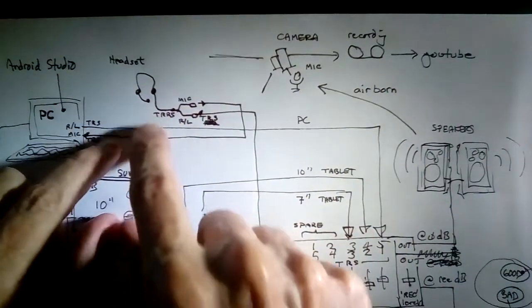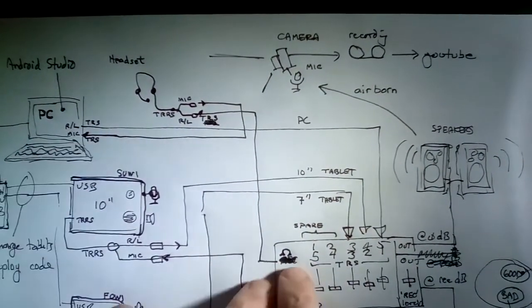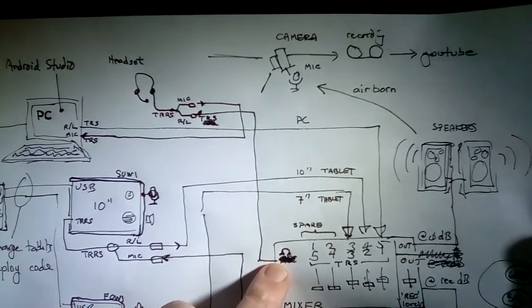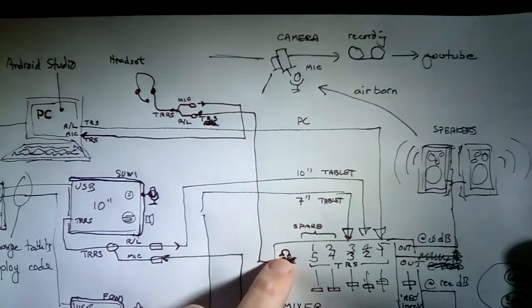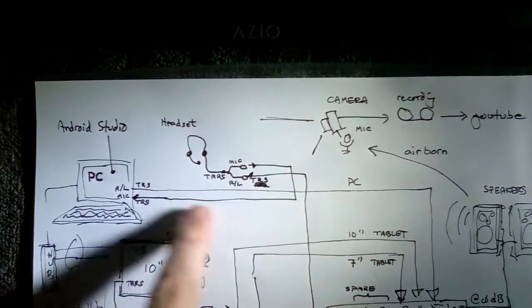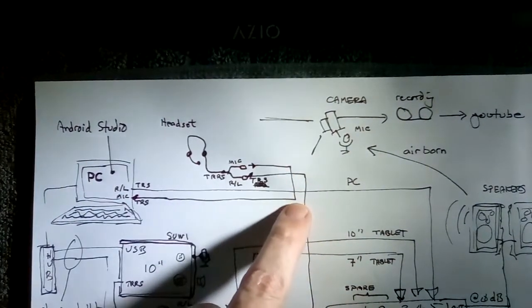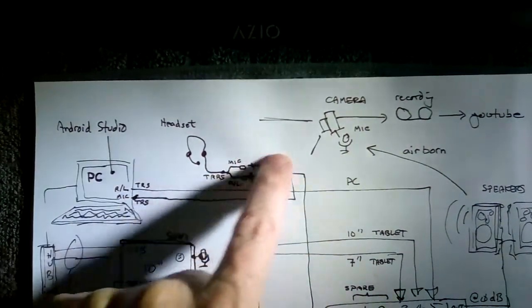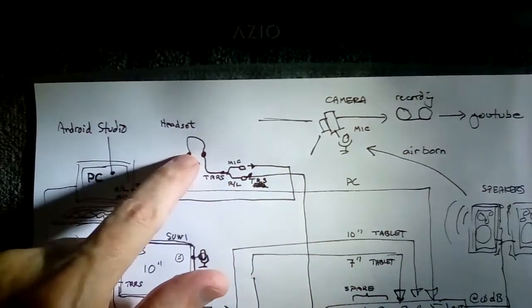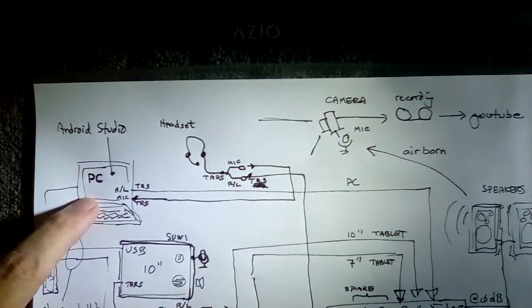Now my headphones are plugged into the headphone output of the mixer, but it doesn't handle microphones. So the microphone part of my headset, this wire here, goes through a long cable path, but basically just goes to the PC. So my microphone on the headset is only heard by the PC.